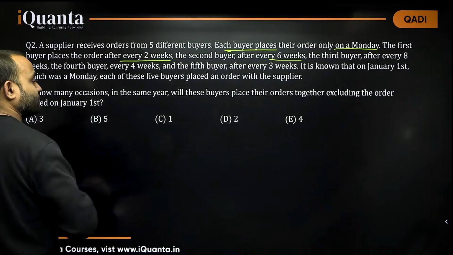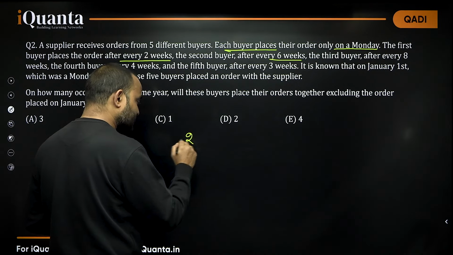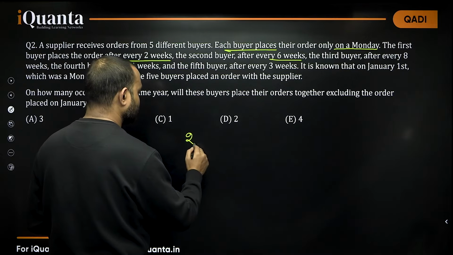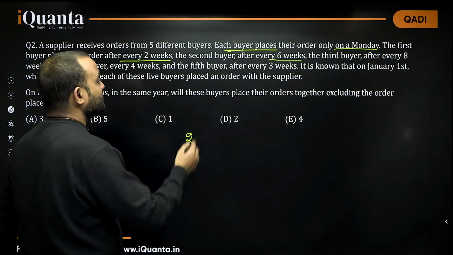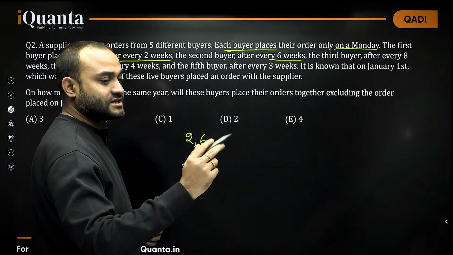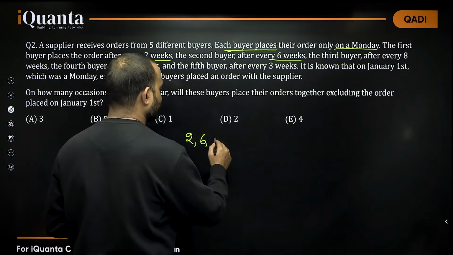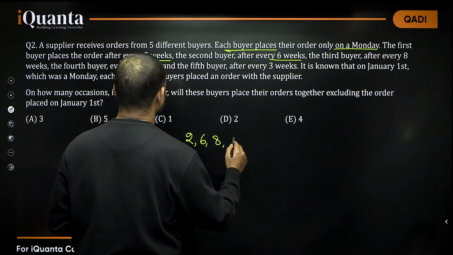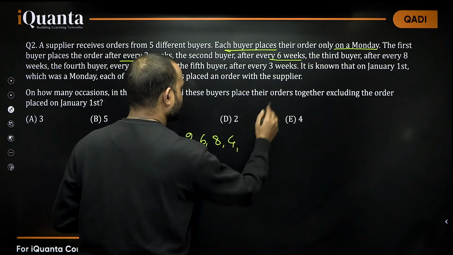On how many occasions in the same year will these buyers place their orders together, excluding the order placed on January 1st? So one buyer is placing order after every 2 weeks, so multiples of 2, right? Second week, fourth week, sixth week, and so on. Second buyer every 6 weeks, so multiple of 6: 6, 12, 18. Then same 8, then every 4 weeks, and then we have every 3 weeks.